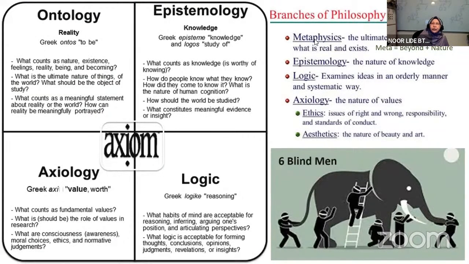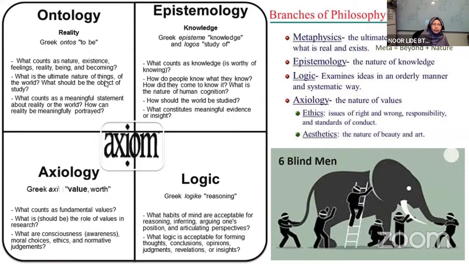All right. So along with metaphysics comes the idea of ontology. So ontology is about reality. What does it mean? How do we define reality? How do we define existence? What counts as existence, reality, being and becoming, and so on.